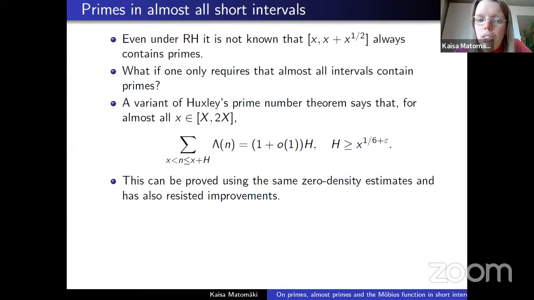Nobody knows how to improve on this, except that one can do the Heath-Brown trick and get plus epsilon changed to minus little o of 1.